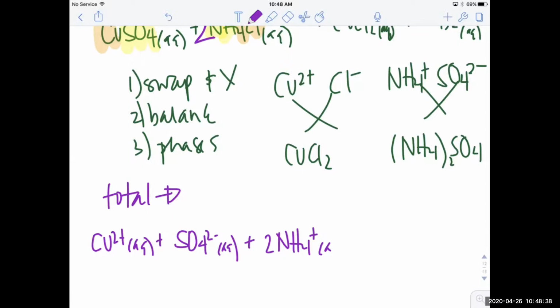So it goes to Cu2 plus aqueous plus 2 Cl minus aqueous plus 2 NH4 plus aqueous plus SO4 2 minus aqueous. Our net, you can just write no reaction, or NR.